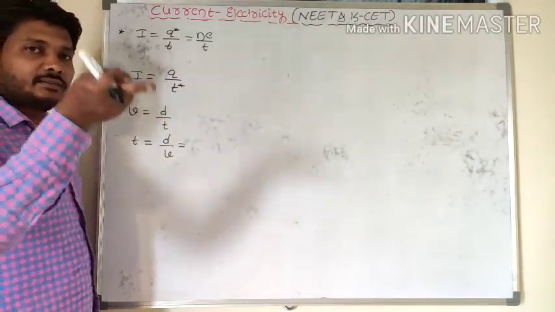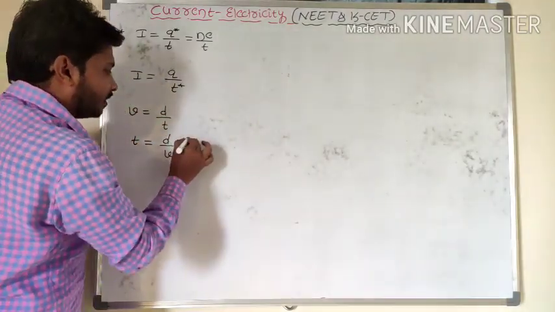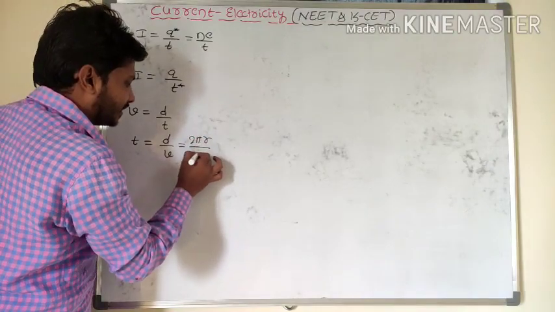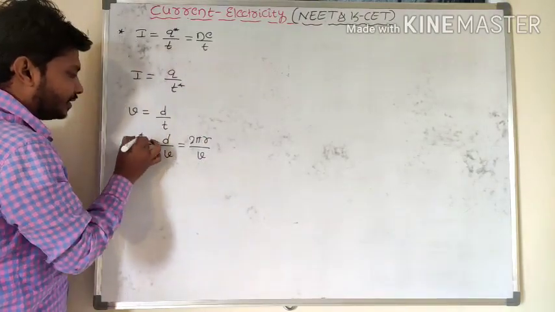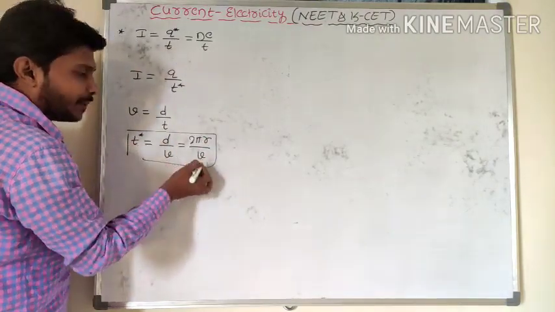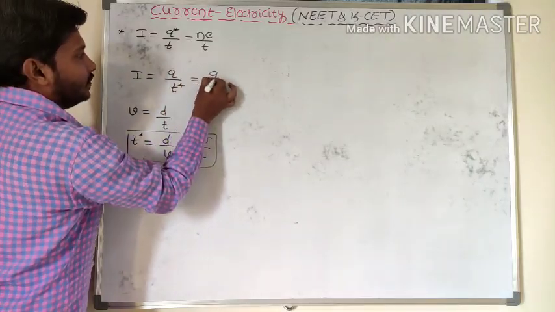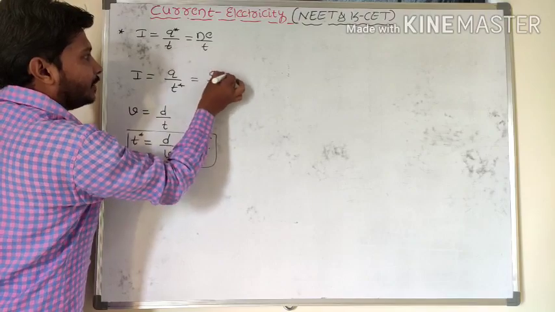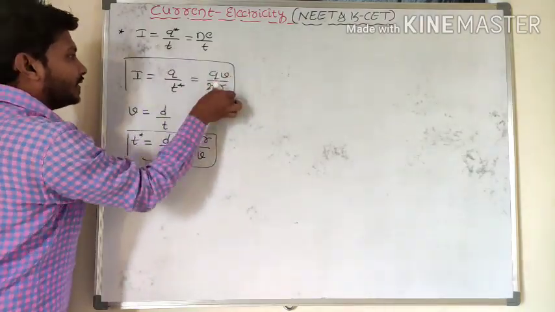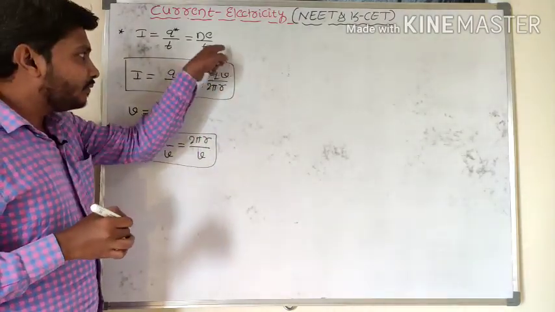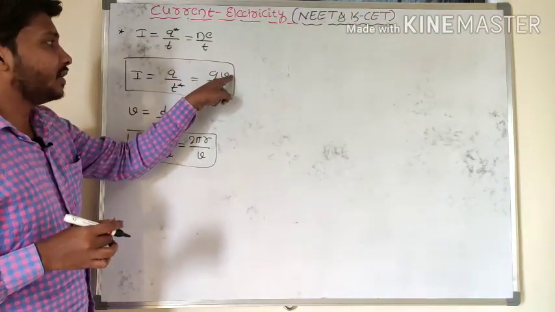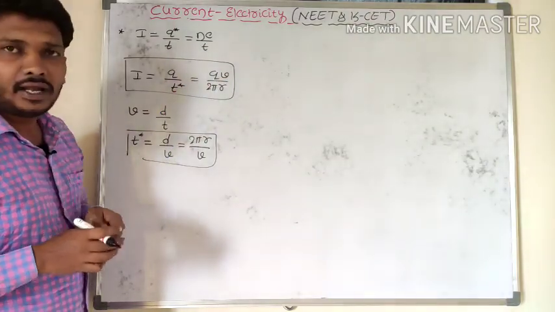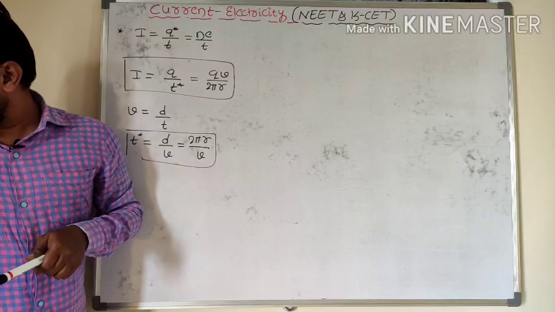So distance is nothing but, if it is moving along a circular path, the circumference of the circle. Then what is the equation for time? I get 2 pi r by v. So Q divided by T, where T is 2 pi r divided by v. So that is the equation for current when the charged particle is moving in a circular manner: Q into v divided by 2 pi into r.